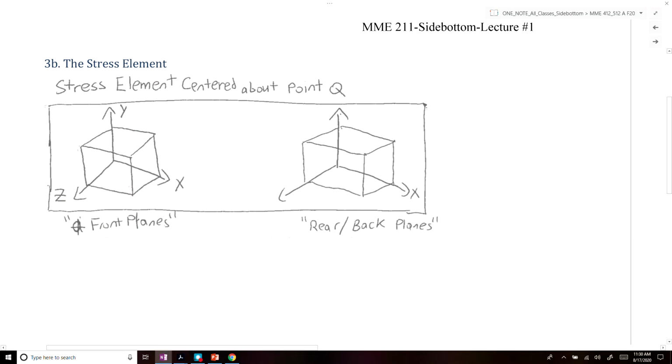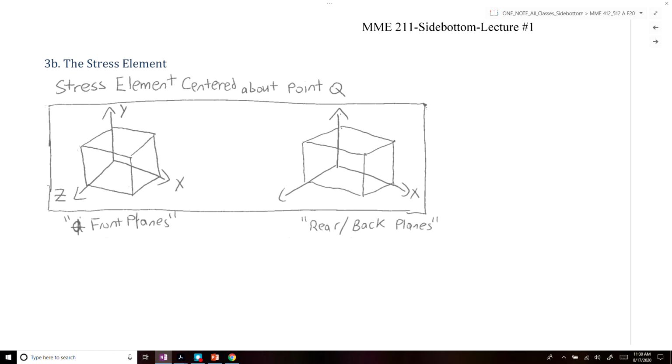So in the last video, we talked a lot about how we could relate external forces to the stress at a given point, or to the concentrated forces at a given point due to the internal pressures or the internal stresses. In this video, what we're going to talk about is how we can define the stress at any given point using a technique called the stress element.